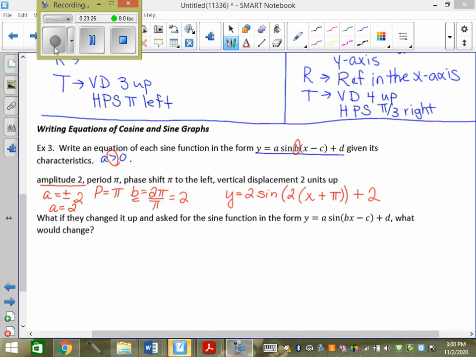Now, the only reason why I asked this question, what if they changed it up and asked for the sine function where the b is in it, is because sometimes they'll ask for that, and then they'll ask for c, and you'll give me c as pi. But you have to remember that you can distribute that 2 through, right? So this one, the 2 would be distributed in. So we would get 2 sine 2x plus 2 pi, because I'd have to distribute it through, plus 2. And then if they asked me for what c was, c would actually equal negative 2 pi.